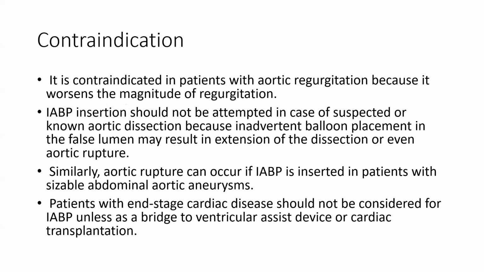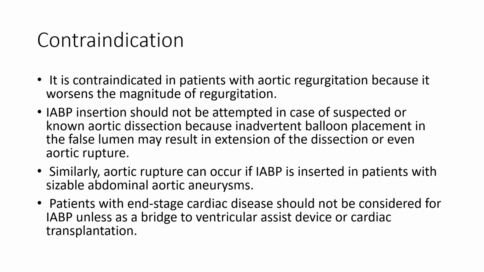Now about contraindications. It is contraindicated in patients with aortic regurgitation because it worsens the magnitude of regurgitation. IABP insertion should not be attempted in cases of suspected or known aortic dissection, because inadvertent balloon placement in the false lumen may result in extension of the dissection or even aortic rupture. Similarly, aortic rupture can occur if IABP is inserted in a patient with a sizable abdominal aortic aneurysm.